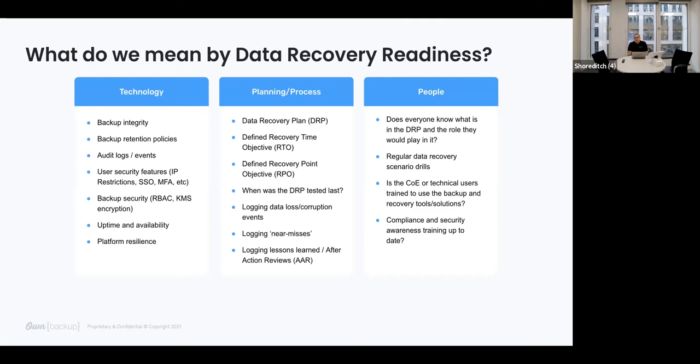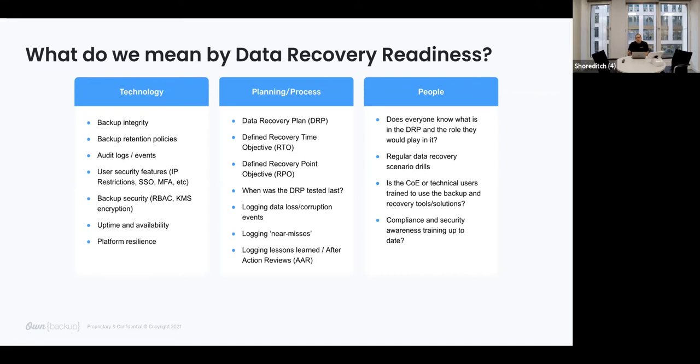Also, one of the things I always find difficult with some organizations is logging when there's data loss and corruption, or even logging near misses. Why I say that's difficult is because often we'll have an incident and we forget about it. We go, yeah, we recovered, let's move on to the next thing. No, we should be logging these as well.